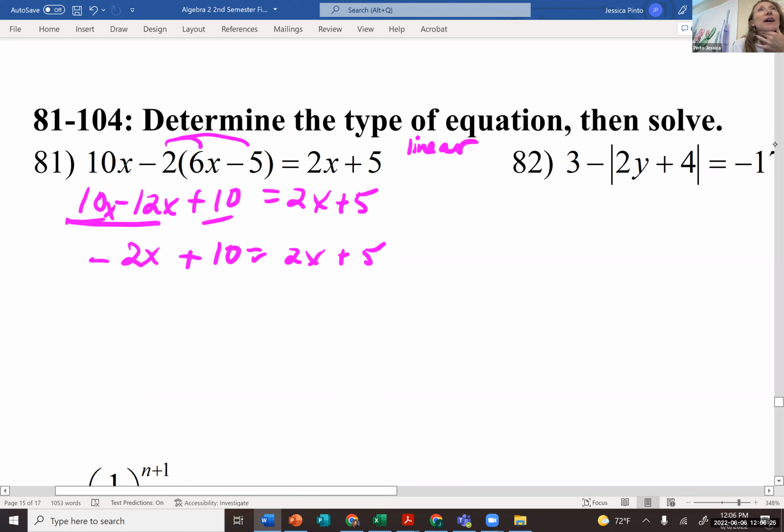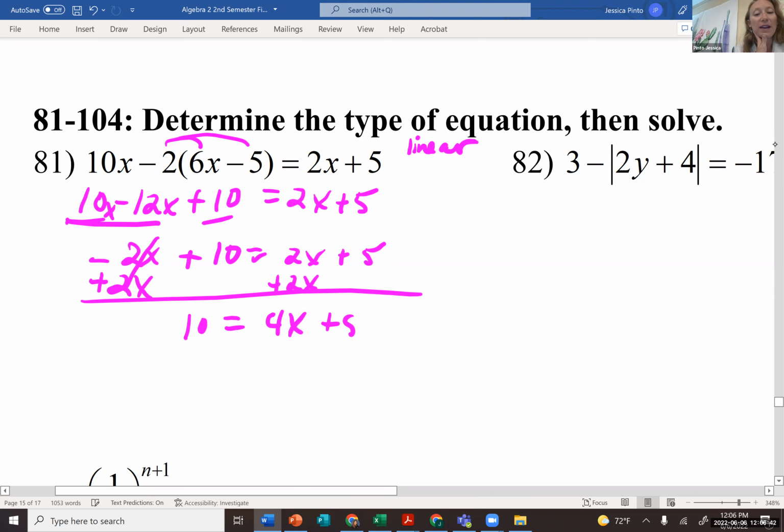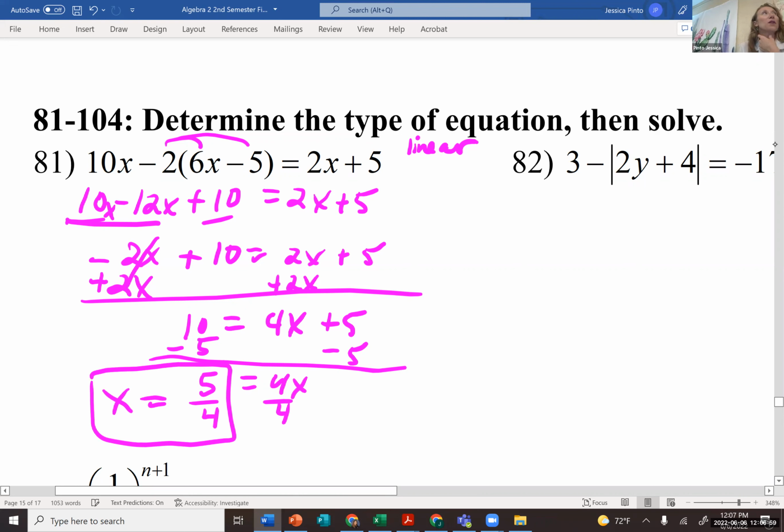So 2x and 2x would be a concern, but here it's -2x and +2x, so I'm not concerned. I'm going to combine my x's across the equal sign with opposites. So I add 2x here and I add 2x here. That's going to be 10 is equal to 4x plus 5. I'm going to subtract 5 and then divide by 4. So I've got x is equal to the fraction 5/4.